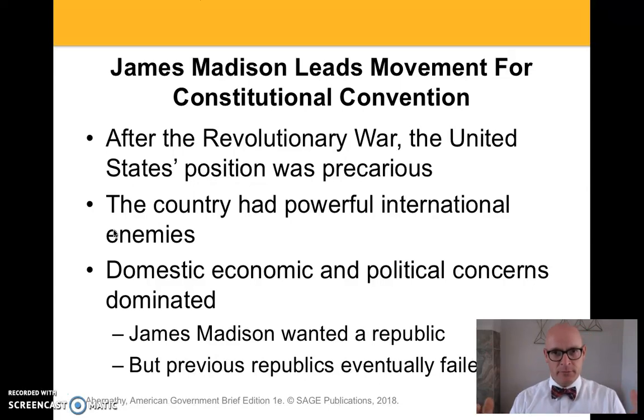But unfortunately, when we were done, we're independent, but we had powerful international enemies. We had Great Britain, who was going to come and take over. We had economic concerns about how we were going to finance things. James Madison wanted a republic with a loose confederation of states that had power to share, but every one of those had failed. And if you look now, even the republic, the European Union, is starting to have real consistent problems about who has power.